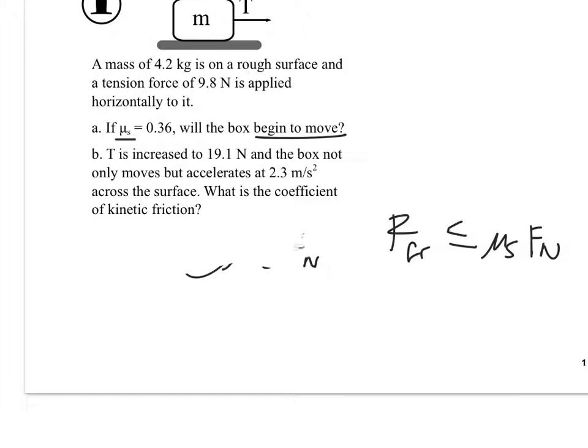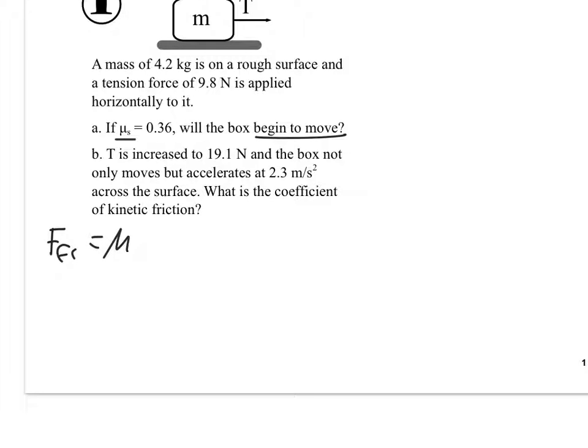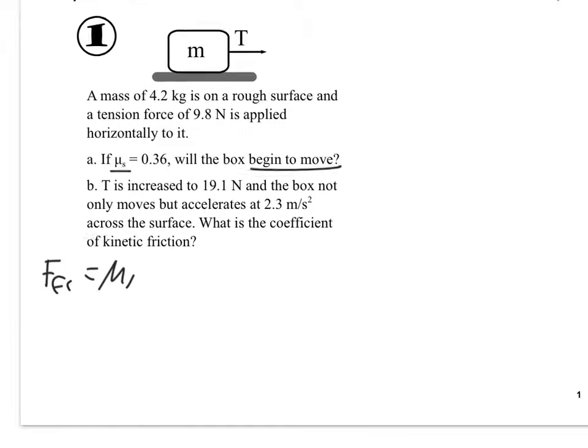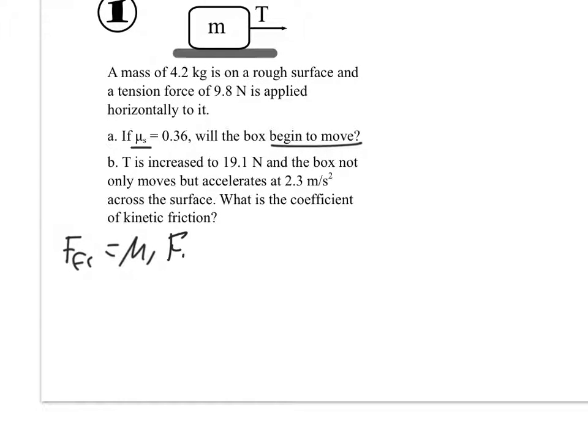So in order to determine if the object is going to move, and we have to do this quite often, whenever we have a problem where it doesn't tell us if it's going to move, we need to start by checking to see if it's going to move. So I'm going to start off by saying the force of friction is going to be equal to mu sub s times the normal force. I can substitute some stuff in there. Go ahead and substitute in the 0.36. And my normal force, I actually have to do a little work for that one.